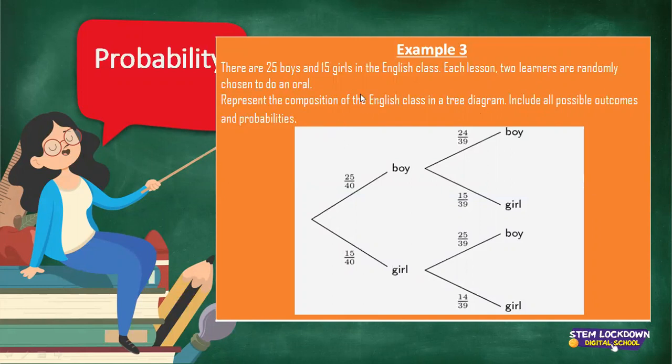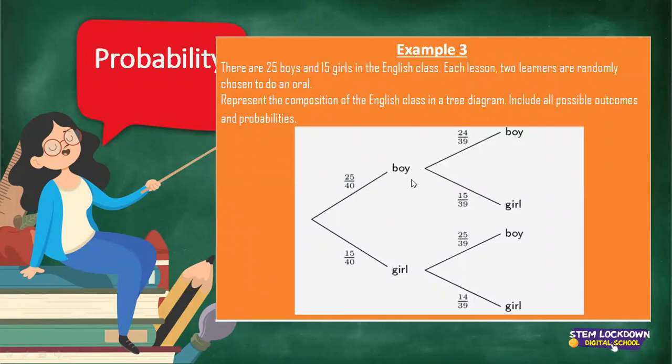So we have a class that contains boys and girls. There are 25 boys and 15 girls. Then 2 learners will be selected at random. So now draw a tree diagram to show all the possible combinations. That means when choosing the first student, what is the probability that 2 learners are chosen at random for an oral? Represent this.